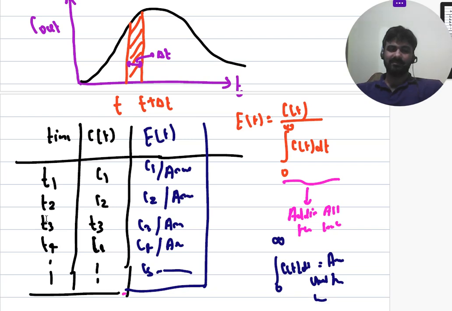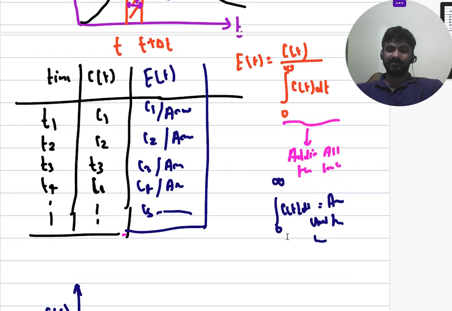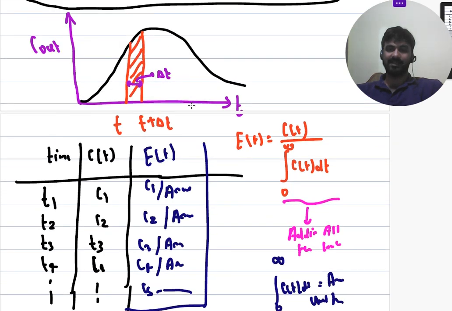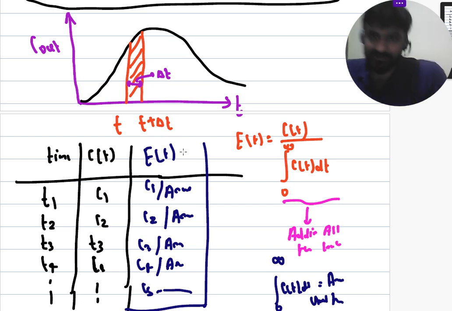So at times t1, t2, t3, I observe the concentrations c1 and c2, and after that I divide the concentration c1 by the whole area, because you will know the area of this curve. Finally you get E(t), the exit rate distribution function, which is C(t) divided by the integral from 0 to infinity of C(t) dt. The integral from 0 to infinity of C(t) dt is the area under the concentration versus time curve of the tracer at the exit of the reactor.